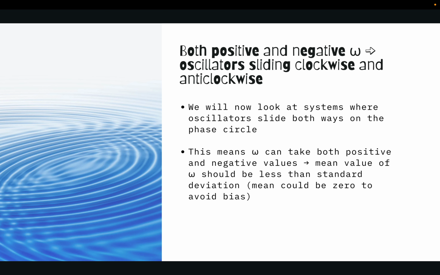Because if the mean is 0 and you define the standard deviation, let's say 0.5, that means it's minus 0.5 to plus 0.5. So this is actually symmetric. You avoid the bias, because that means roughly 50% of the oscillators have a negative value of omega, from minus 0.5 to 0, and roughly the other 50% have a positive value of omega, 0 to 0.5. So we are symmetric.